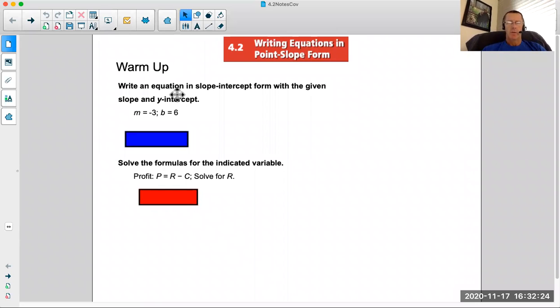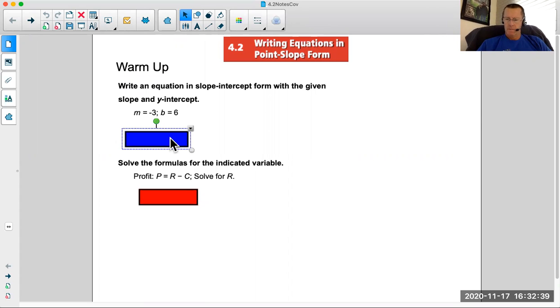Okay, so go ahead and do the warm up. First, I want you to write an equation in slope-intercept form with the given slope and y-intercept. Hopefully you remember what slope-intercept form is. If you don't, you should. Yeah, it's y equals mx plus b. So what's the form? You got it. y equals negative 3x plus 6.